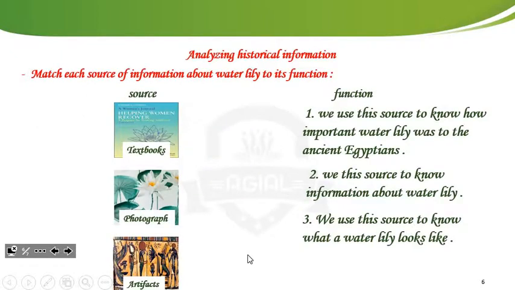There are many sources of information such as textbooks, photographs, and artifacts. And now let's answer this question together to know the job of each one. Match each source of information about the water lily to its function. In number 1, we use this source to know how important the water lily was to the ancient Egyptians. Yes, that's right, artifacts. Okay.